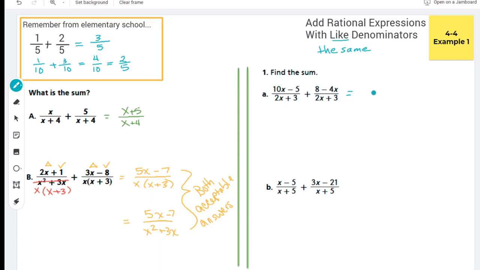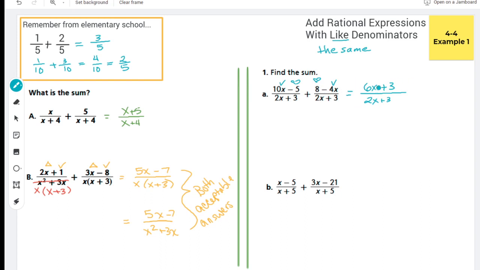So here for part A, my denominator of 2x plus 3 is the same on both of these. And so I'm just going to go ahead and collect my like terms across the numerator. So here I have a 10x plus a negative 4x. All right, that's 6x. And then here I have a negative 5 and a positive 8, which when I combine turns into a plus 3.